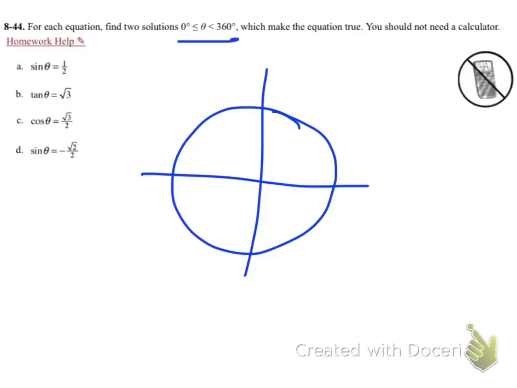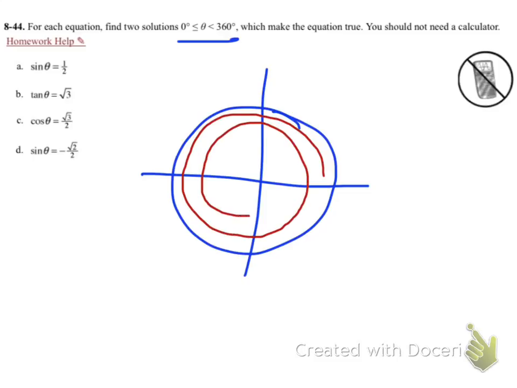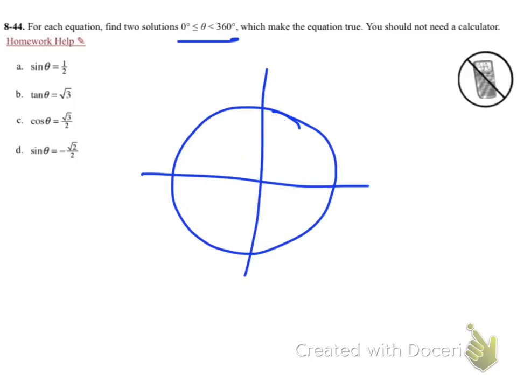So what you could do is you could keep saying that you'd have an answer in this, you'd have another answer here, you'd have another answer here, and so on. As you keep going around the unit circle, you could have an infinite number of answers.